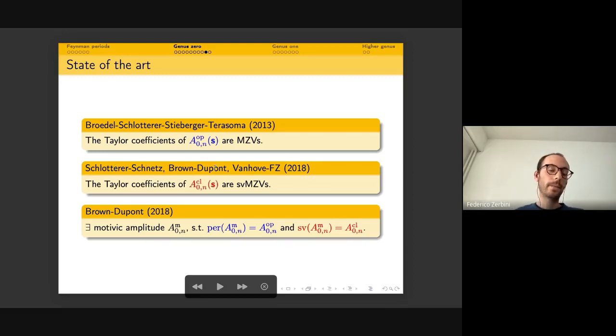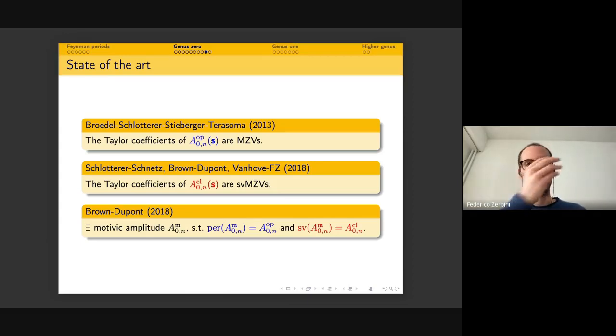But the proof by Brown and Dupont provides even more. They actually proved that there exists a motivic amplitude in some sense, A^m_{0,n} in genus 0, such that if you apply the period projection, to complex numbers, you get the open string amplitudes, or rather its Laurent expansion. And if you apply the single-valued projection, then you get the closed string amplitudes. So they both come from the same motivic object. They're just 2 different realizations.